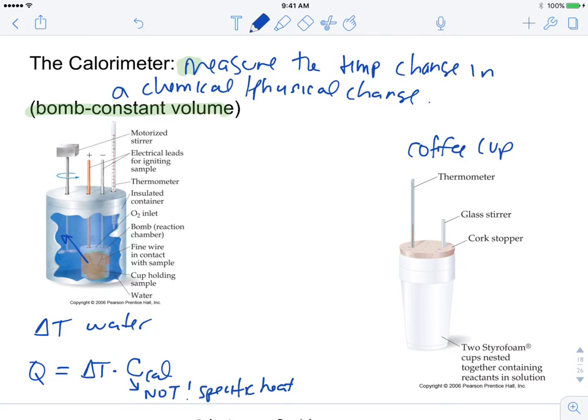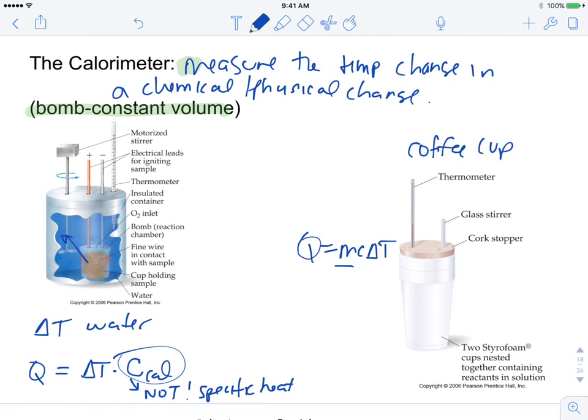The other one is a coffee cup calorimeter over here, and this one we're really going to use Q equals mc delta T. Notice for the bomb calorimeter, nobody really cares about the mass because the mass part is baked into this value right here, and you'll see why in a second. With the coffee cup calorimeter, people can manipulate the mass. They can put different amounts of water in the coffee cup calorimeter.